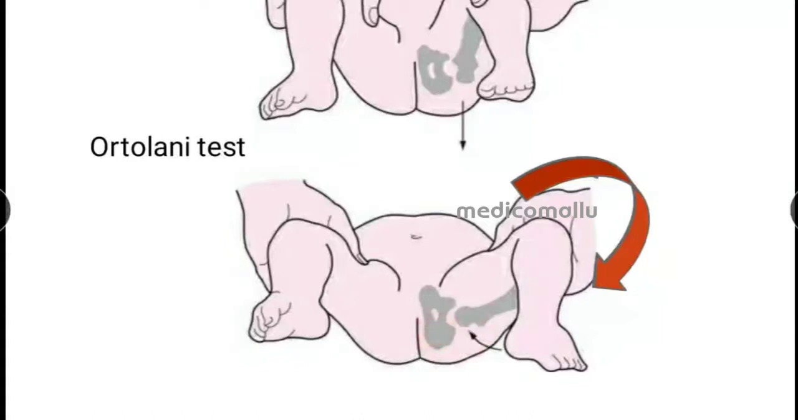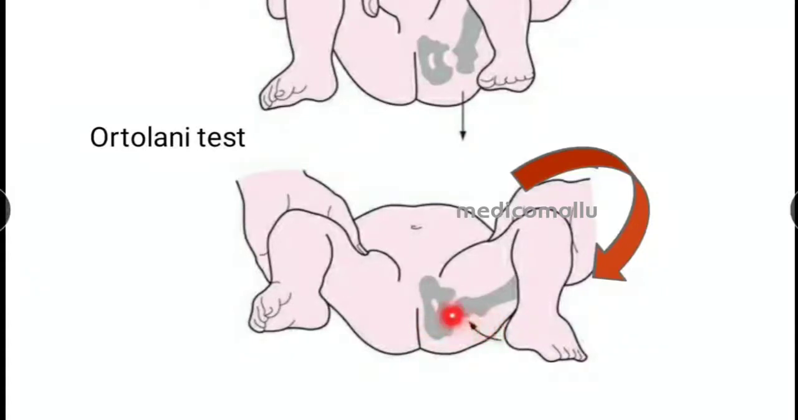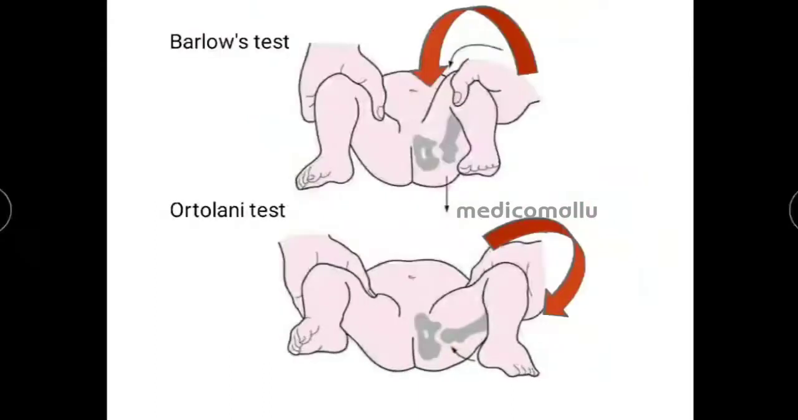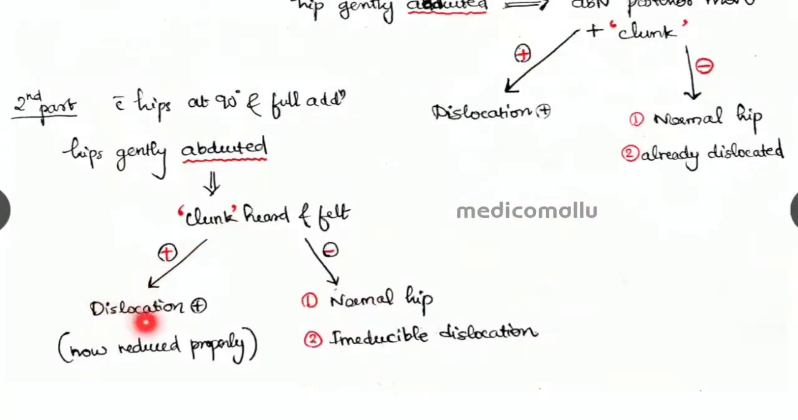If we are not hearing a clunk, either it is a normal hip or it is an irreducible dislocation. If we are hearing a clunk, it was dislocated. Now it is reduced properly, and that's why we are hearing a clunk. If it is not, either it can be a normal hip or it is an irreducible dislocation.